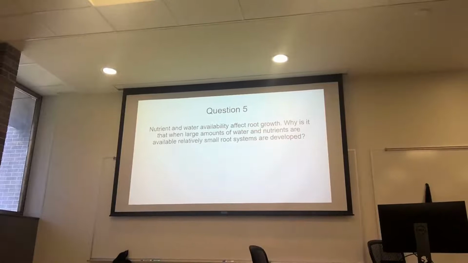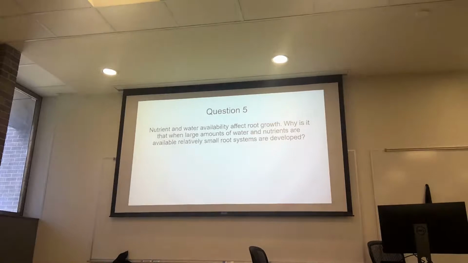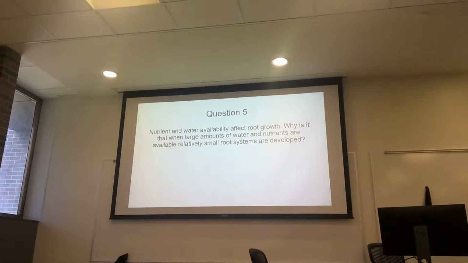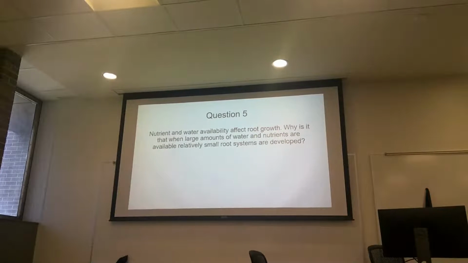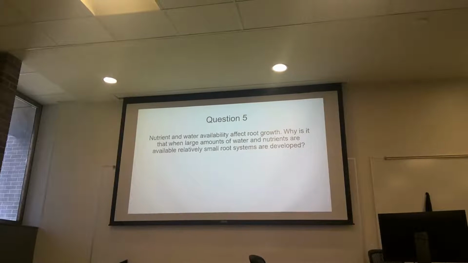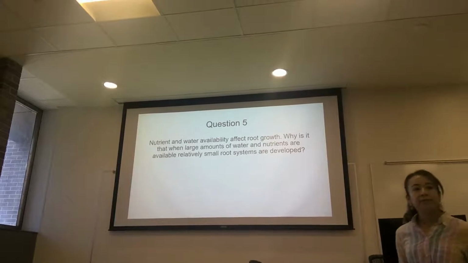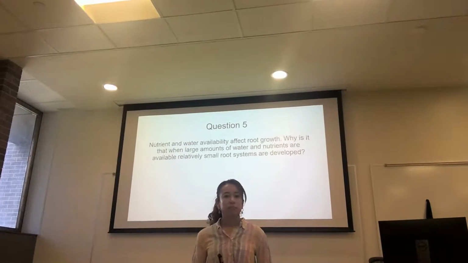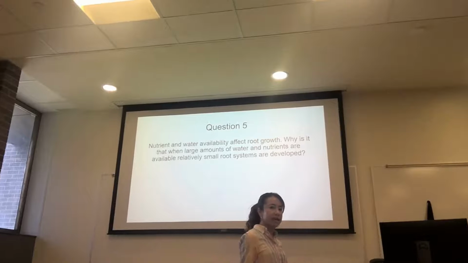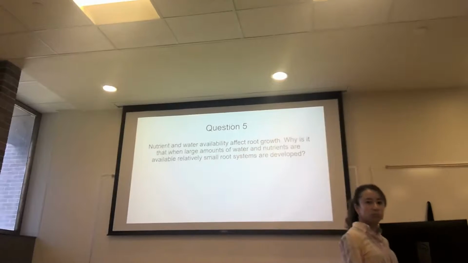So, why? When large amounts of water and nutrients are available. So water, okay, maybe I don't need to grow to find more water, water is coming to me. But why, even if nutrients are available and there's a lot of it, relatively small root systems develop? You have all the nutrients there, why don't you just use it and grow?